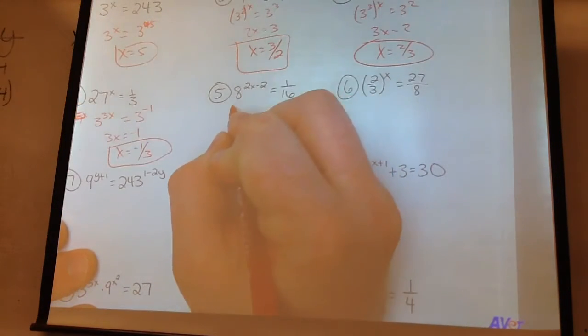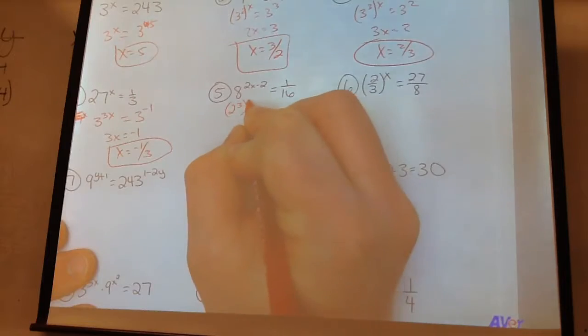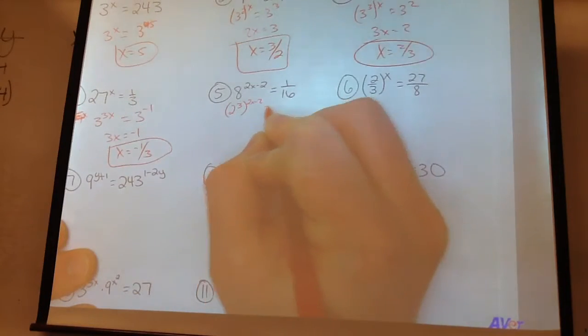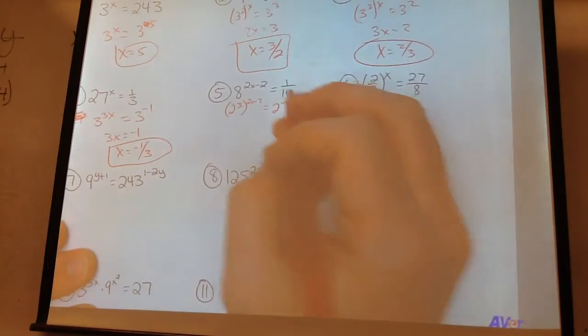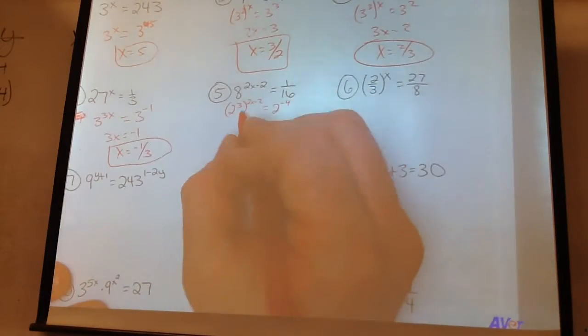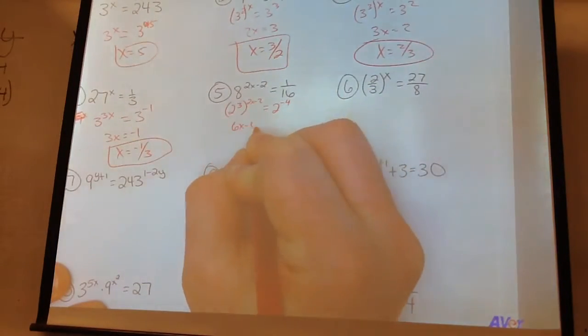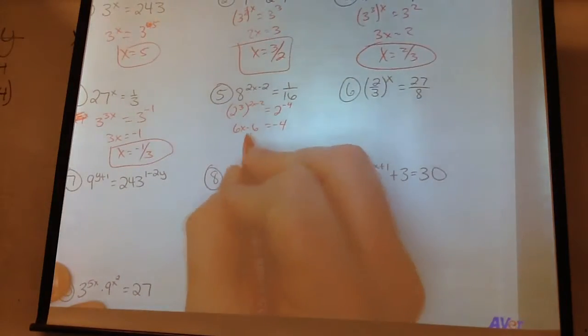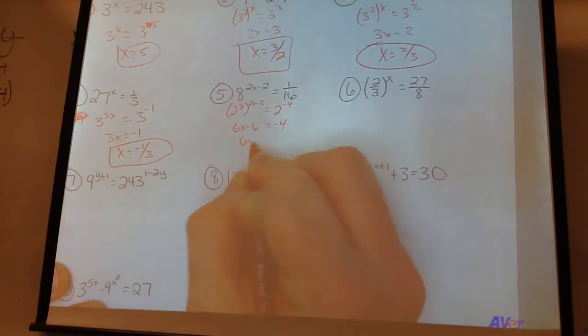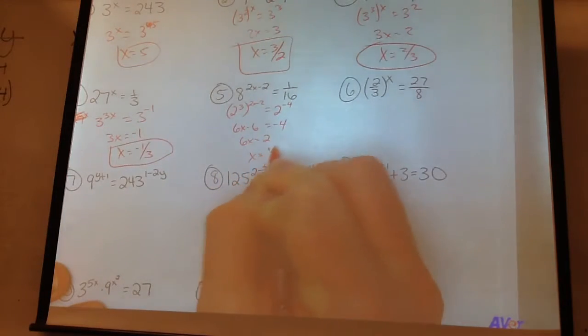Anyway, this is 2 to the third to the 2x minus 2. This is 2 to the negative 4th. Is that right? Sure. So that's 6x minus 6 equals negative 4. So 6x equals 2, so x equals 1/3.